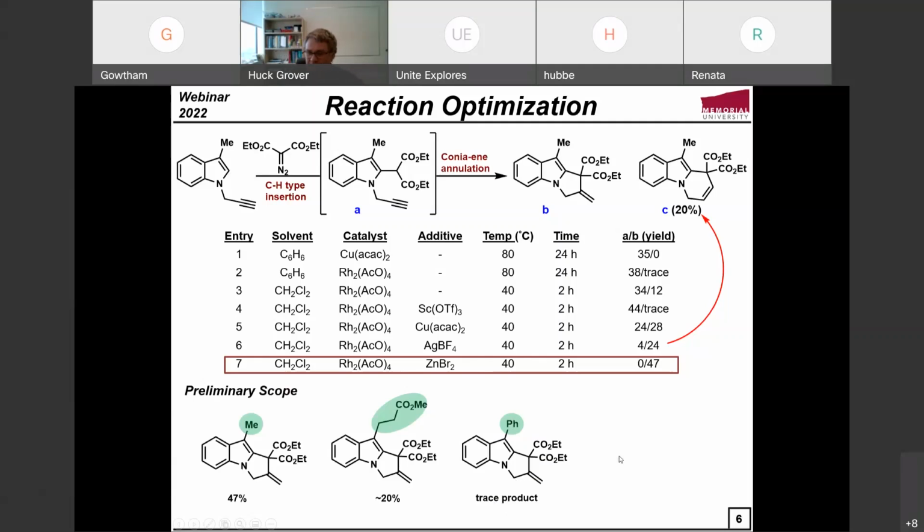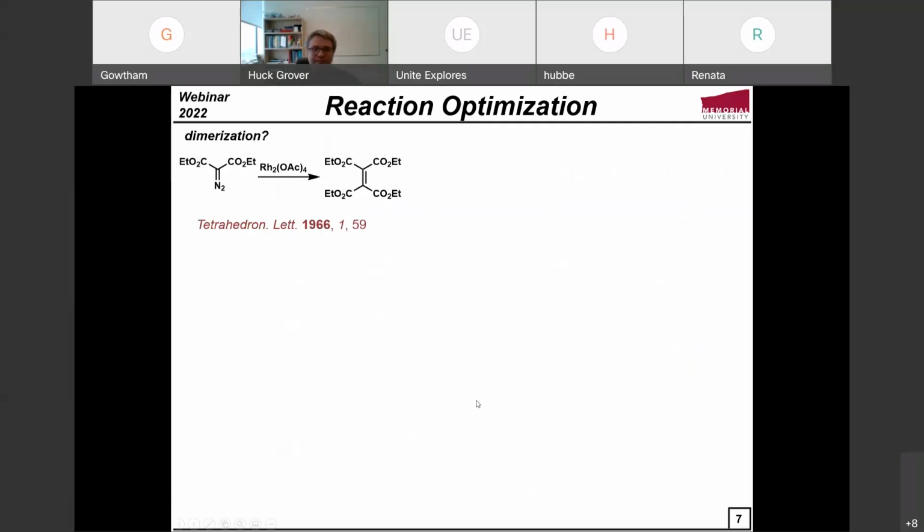So I asked my grad students, well, where's the mass balance? What are the potential byproducts? Why can't we explain where the rest of the mass is? One of our first initial thoughts was potentially a competitive dimerization of the diazo compound. And I thought, okay, this would be an easy thing that we could experimentally change.